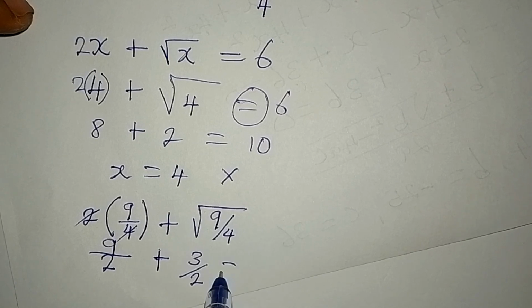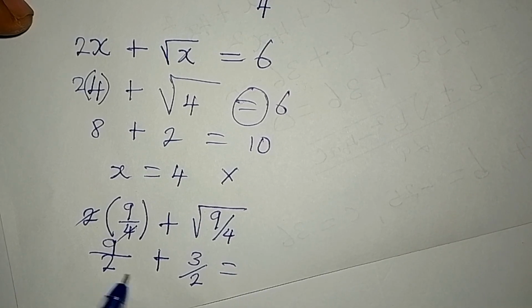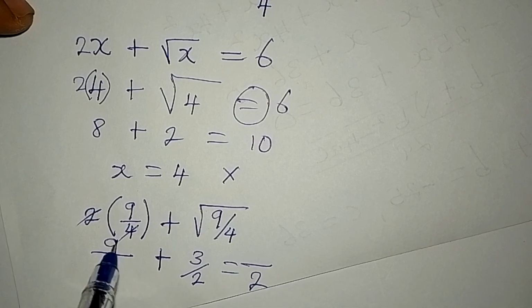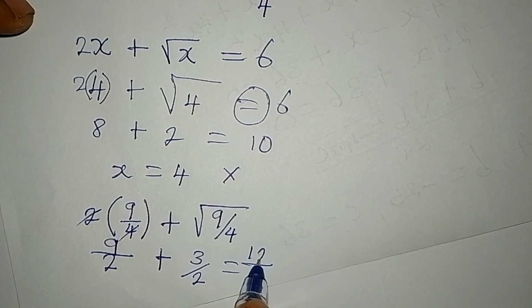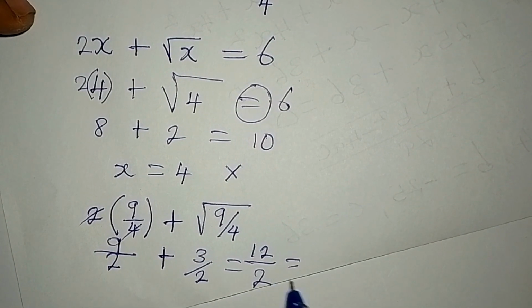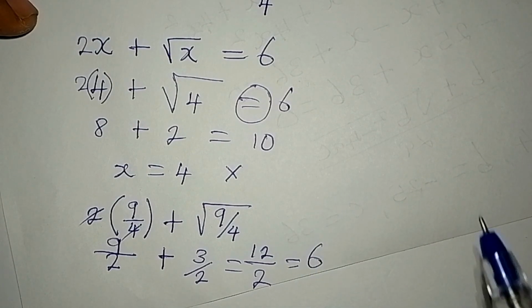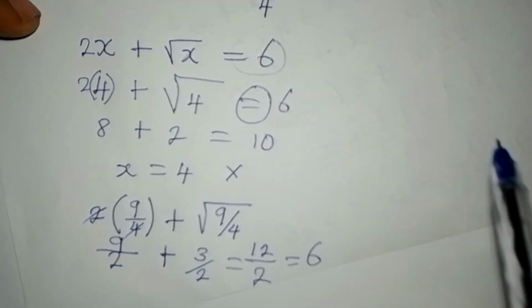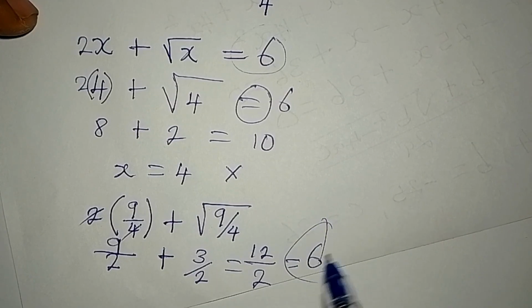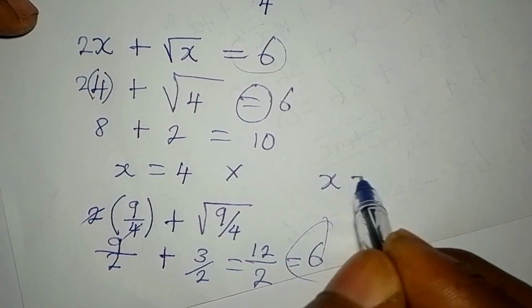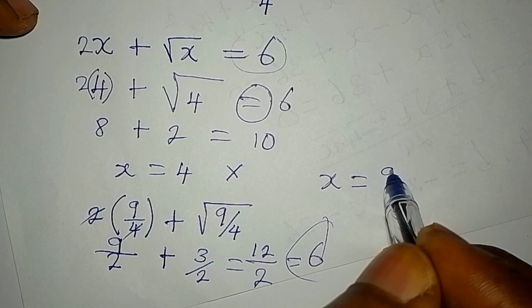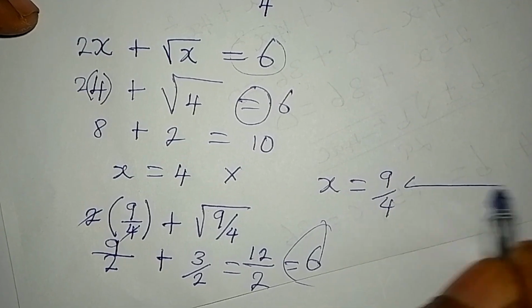Now we can find the LCM of both of them, and it is 2, right? Now here we have 9 plus 3, and it is 12. Now 12 divided by 2 will give us 6. And then remember, it is 6 we had on the right hand side of the equation. So we are saying that x equal to 9 over 4 satisfies the equation.